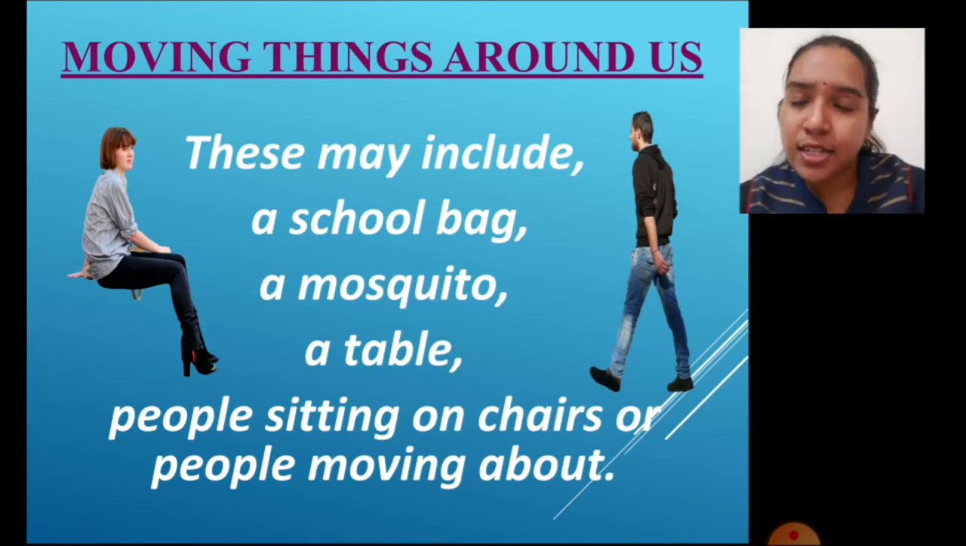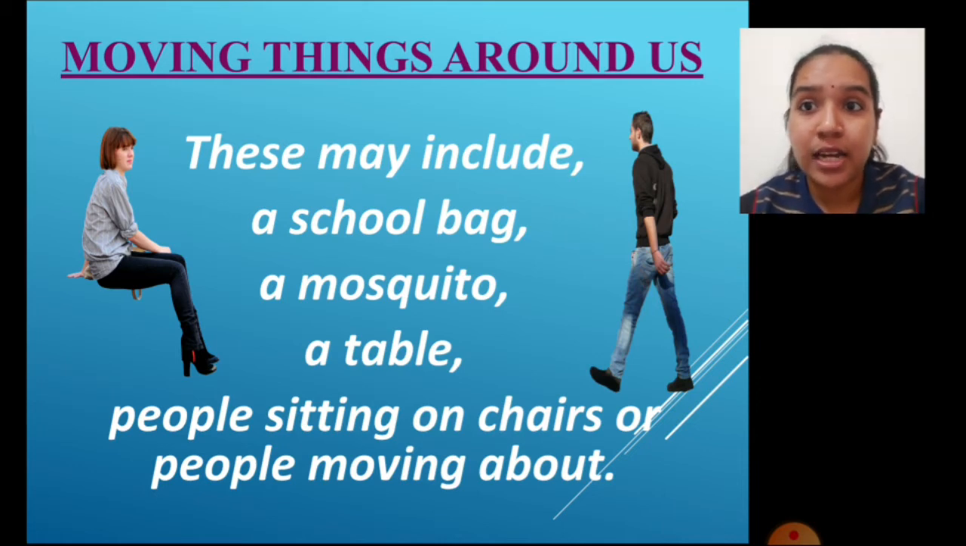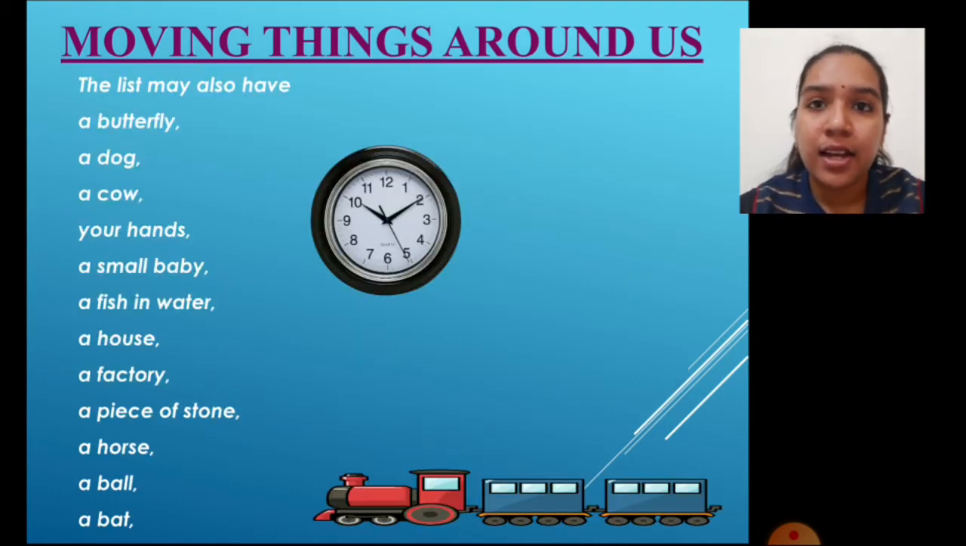The objects you can see around you may include your school bag, a mosquito flying around you, maybe a table, your family members sitting on chairs or sofa, or they may be moving here and there in the home. So you can list all these. If you're sitting beside a window, you can see a butterfly, a dog, a cow. You may see this near your house, or you might have seen them recently.